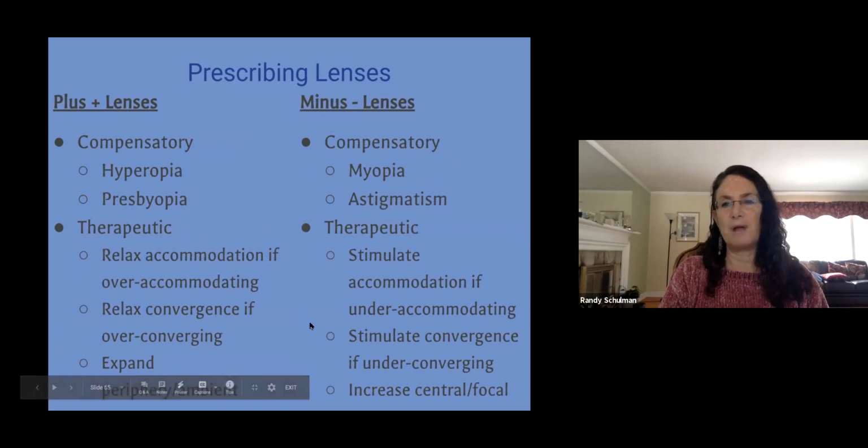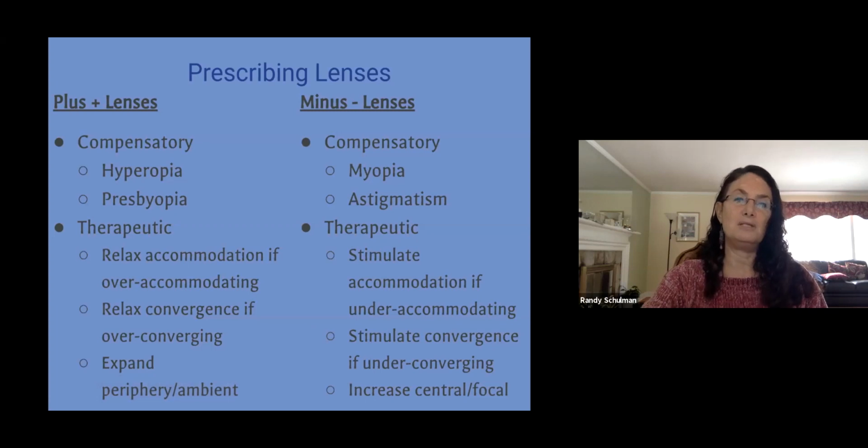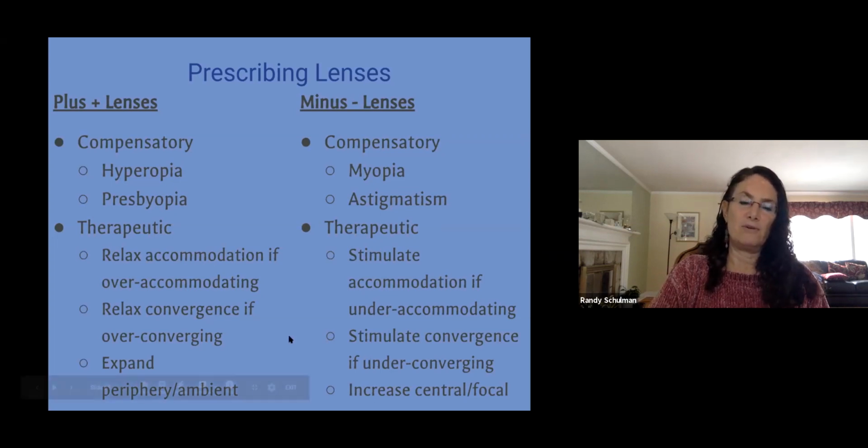So let's talk about prescribing a little bit. Generally, plus lenses are prescribed in a compensatory manner for hyperopia or presbyopia. Therapeutically, we certainly can use them to relax accommodation if they're over accommodating. We can use them to relax convergence if they're showing convergence excess. And then we can also use them to expand the periphery. Minus lenses, we use them in a compensatory manner for myopia and astigmatism. Therapeutically, we can use them to stimulate accommodation and stimulate convergence and increase focal attention.